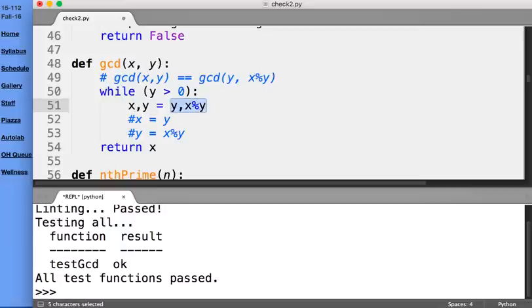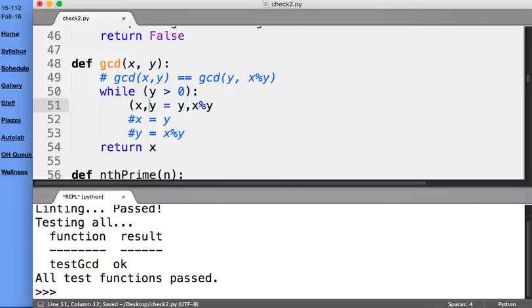Everything on the right is computed before anything on the left is assigned. So it's actually like using the old value of x here before assigning the new value of x here. And that's critical. That's what allows you to do this one-line assignment. And as you can see, this still works.